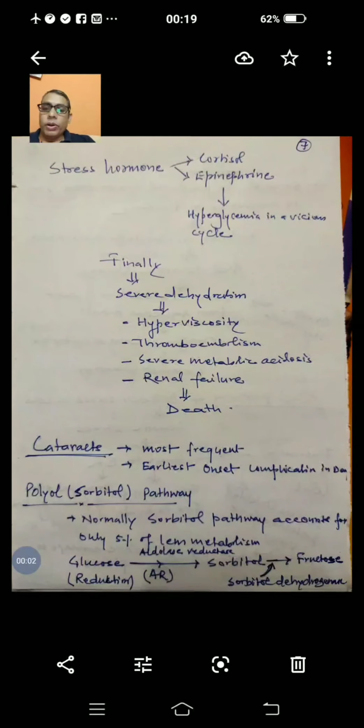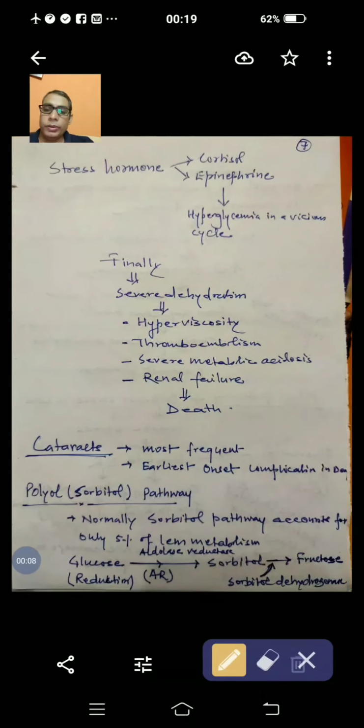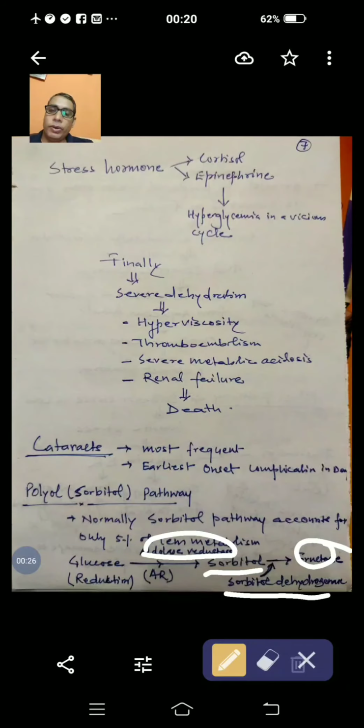So in normal condition you will find this glucose is going to be converted into sorbitol by the action or activity of aldose reductase, and this sorbitol is further oxidized into fructose by sorbitol dehydrogenase. So there are two enzymes which are involved in the polyol pathway. One is aldose reductase, another is sorbitol dehydrogenase.